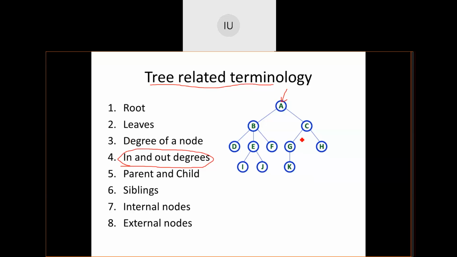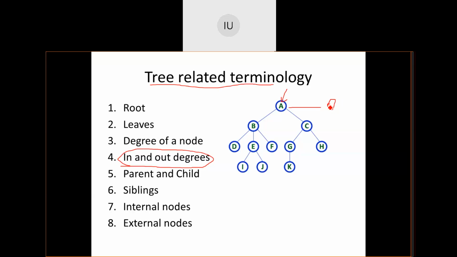Now root node is a node which has in degree equal to 0, or root node is a node from where the tree starts growing. Root node is the base node from where the tree starts, or the node at level 0. The node at level 0 in a tree is called the root node. So many definitions are there.